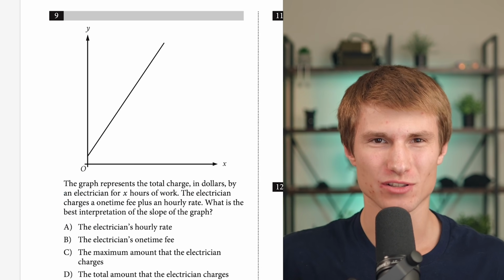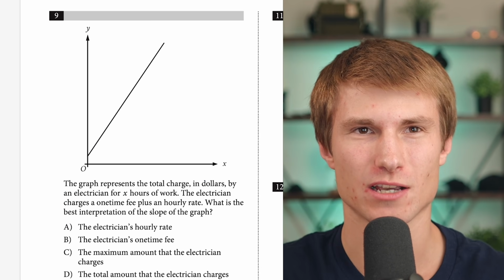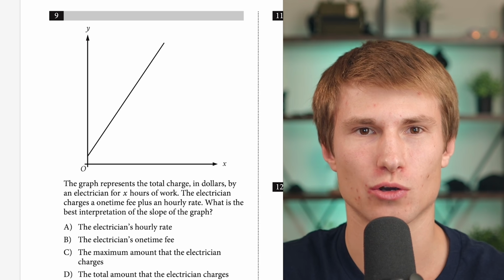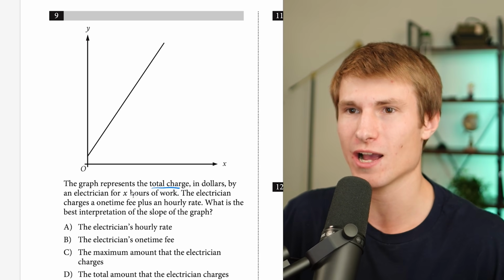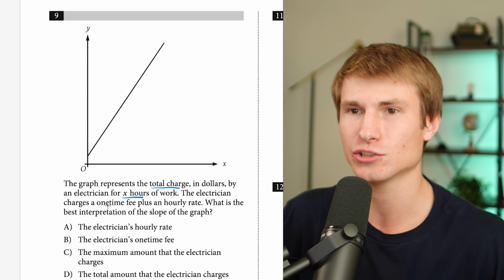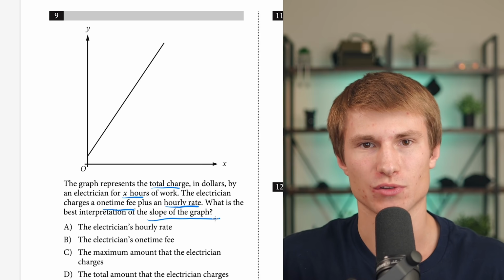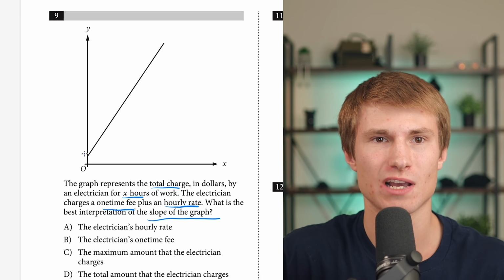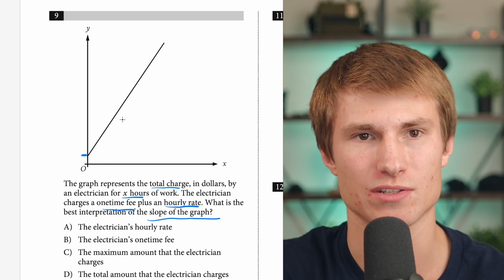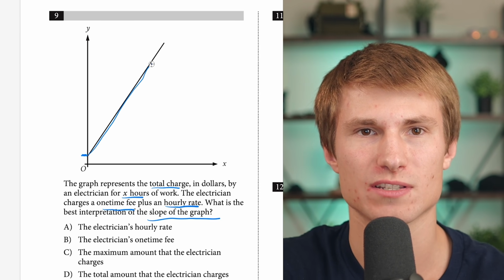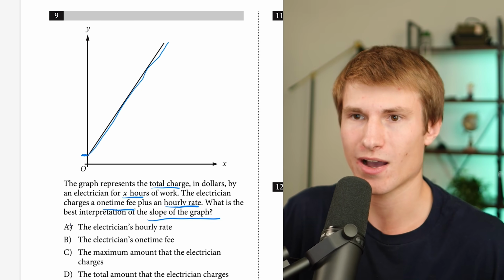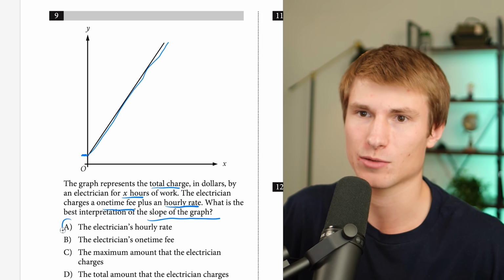Here's how to interpret slope in context for the SAT math section. Question 9 states the graph represents the total charge in dollars by an electrician for x hours of work. The electrician charges a one-time fee plus an hourly rate. What is the best interpretation of the slope of the graph? Well, we know that he has a one-time fee, which is already represented by our y-intercept, and then the slope is representative of his hourly rate. So we have option A, the electrician's hourly rate, and that'll be the correct answer there.